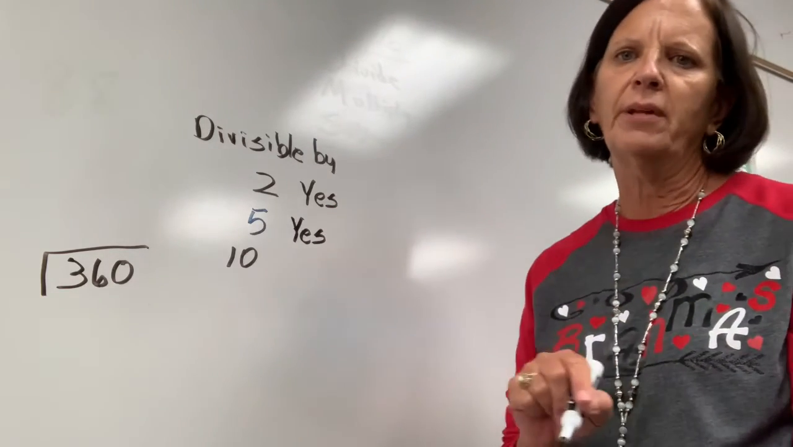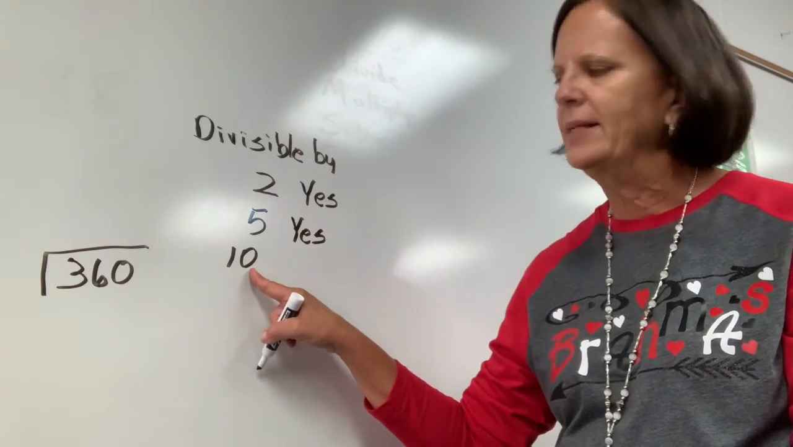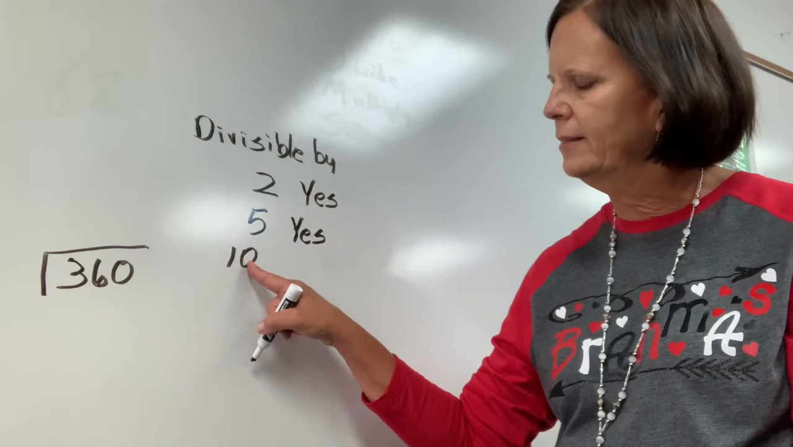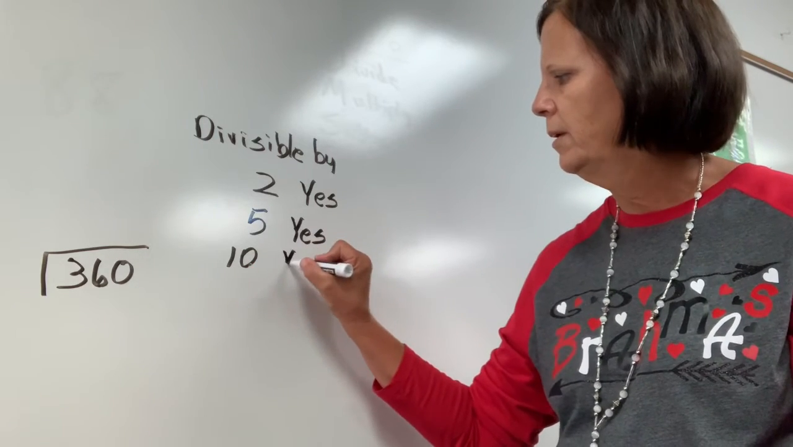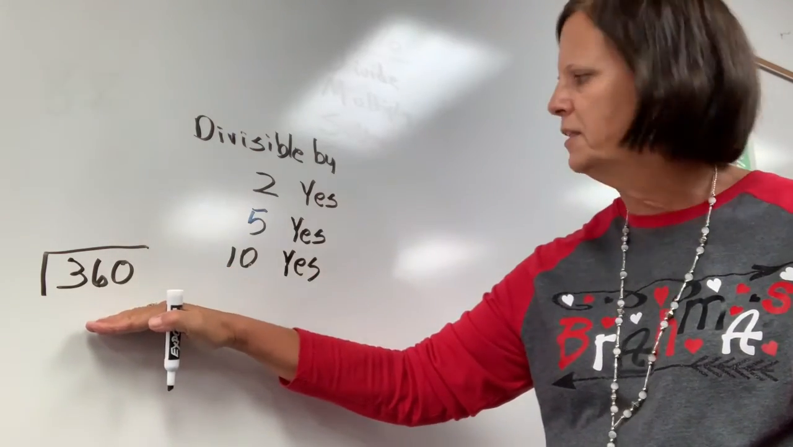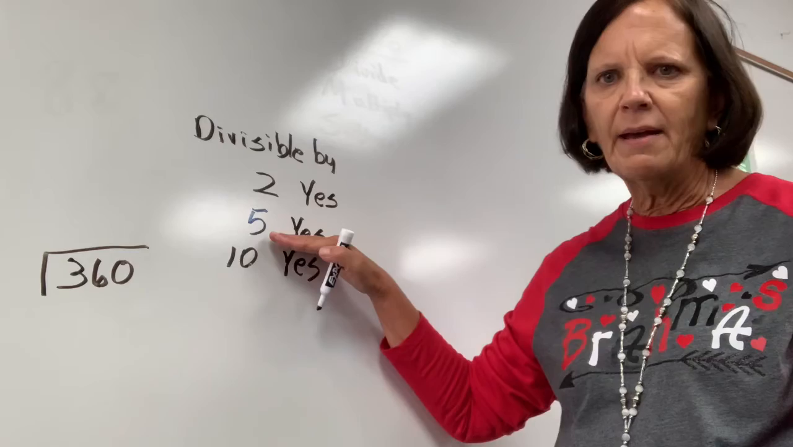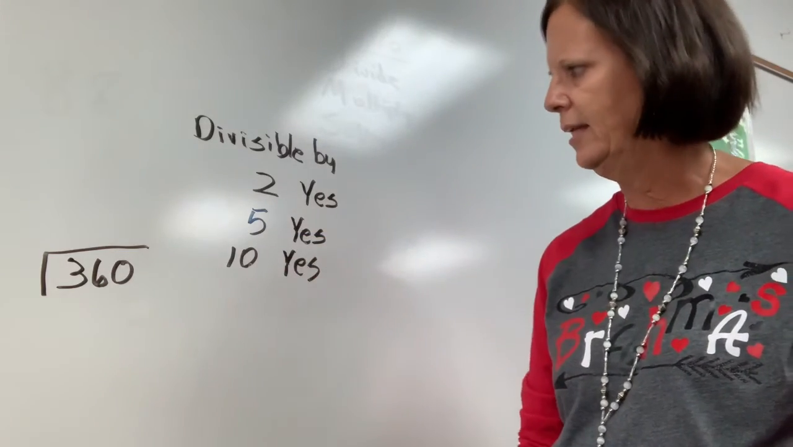And then the last one I want to check for, the 10s. Is it divisible by 10? Remember, for 10s, it should end in a 0. Oh, this one ends in a 0. So I'm going to say yes. 360 is divisible by 2 and by 5 and by 10. I would not get a remainder on any of those.